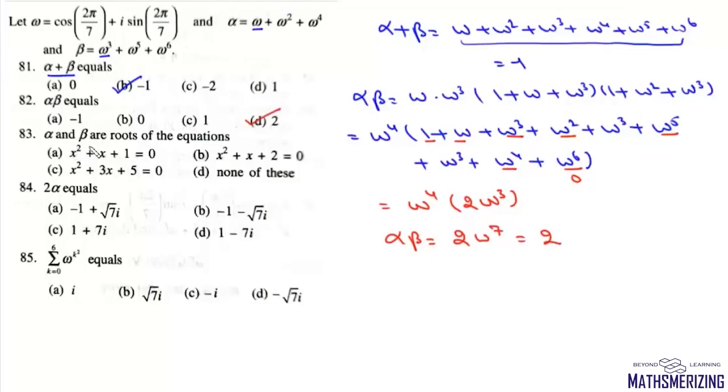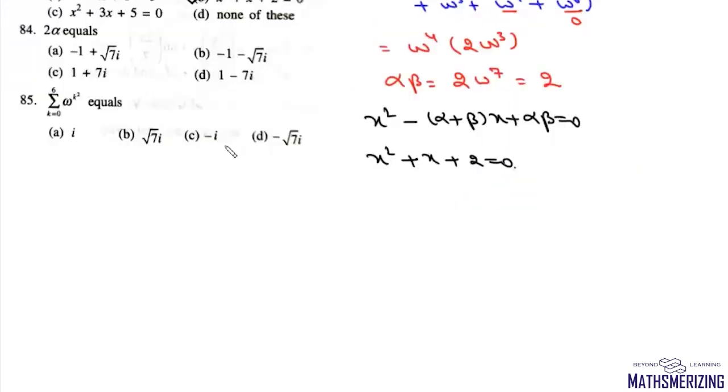This third question is we need to find the equation whose roots are alpha and beta. Now we know that this quadratic equation will be x square minus sum x plus product equals 0. So it will be x square minus (alpha plus beta, which is minus 1) x plus 2, so it will be x square plus x plus 2 equals 0, and that's your option B.